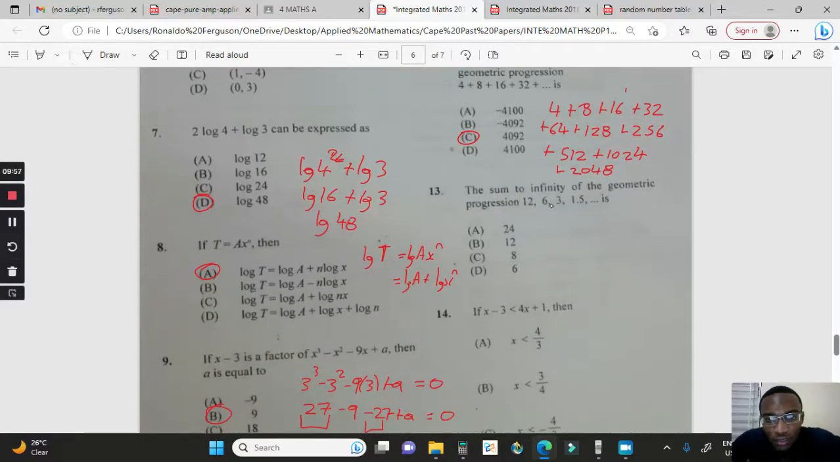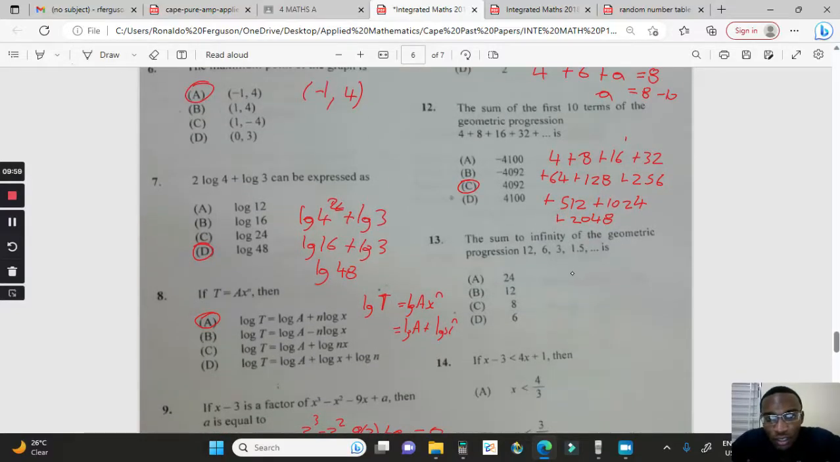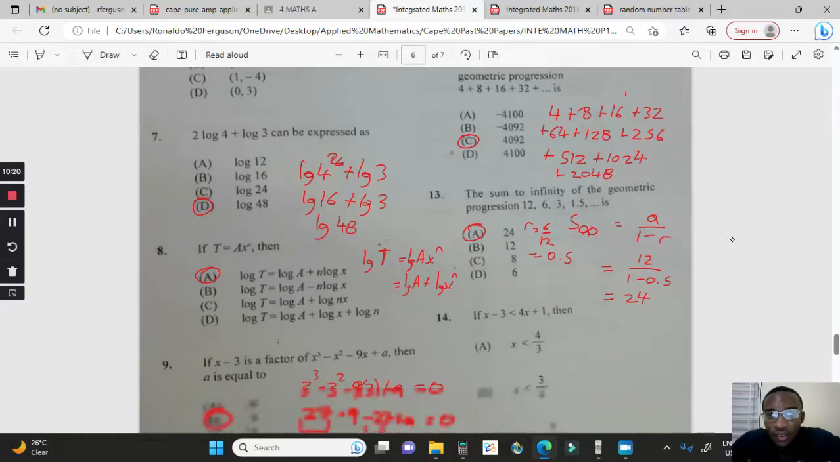It says the sum to infinity of this geometric progression. For sum to infinity, you have to remember the formula: it is a over 1 minus r. First thing, r is 6 over 12, which is 0.5. So the sum to infinity is 12 over 1 minus 0.5, which is 24. You put that in a calculator, you're going to get 24.